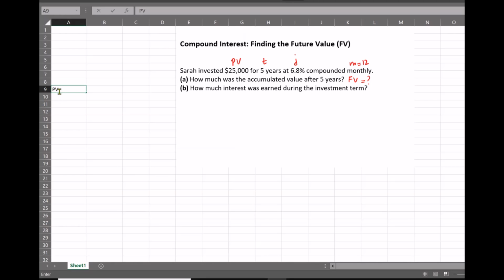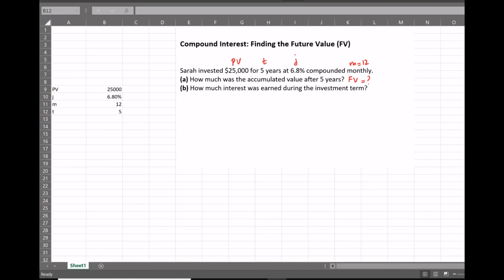PV is 25,000. Interest rate, nominal interest rate is 6.8%. Number of compounding periods per year is 12. And investment term is 5 years.